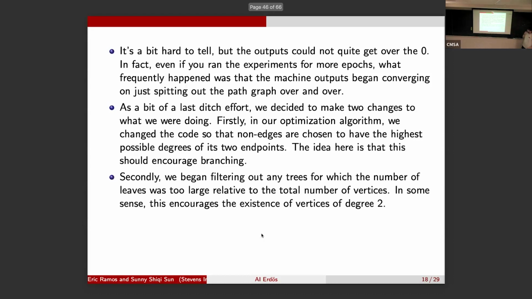The second thing we did, we began filtering out any trees for which the number of leaves was too large relative to the total number of vertices. One concern that I had was, if I encourage branching, is this just going to converge on the star rather than the path? Because that would be a disaster too. So I also want to encourage not too many leaves relative to the number of vertices. In some sense, what that means is that if you have a lot of vertices but not many leaves, you have a lot of vertices of degree 2.